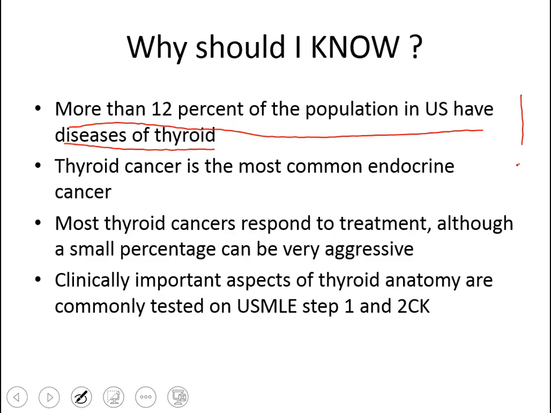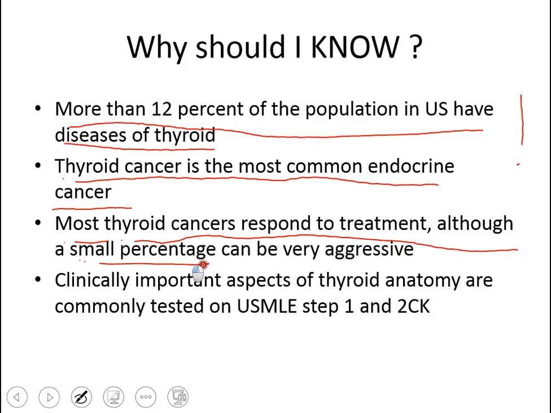Even though most thyroid gland diseases are chronic, long-standing diseases, thyroid cancer in some cases may be quite aggressive and may cause death within a short period of time, sometimes half a year, sometimes 1 or 2 years after clinical manifestation. In order to understand how to diagnose and treat thyroid gland diseases, knowledge of thyroid gland anatomy becomes absolutely necessary. Also keep in mind that clinically important aspects of thyroid anatomy are frequently tested on the board exams.